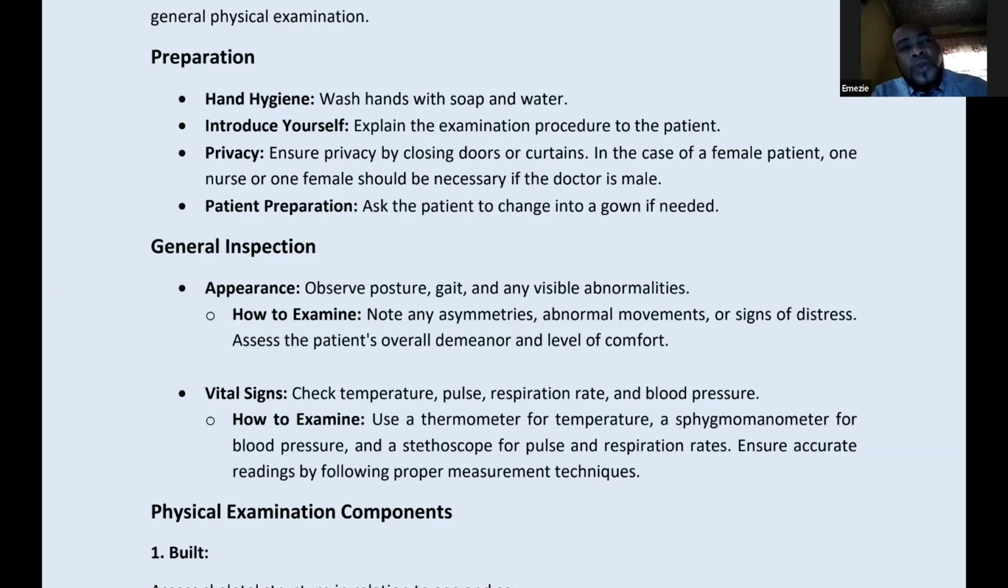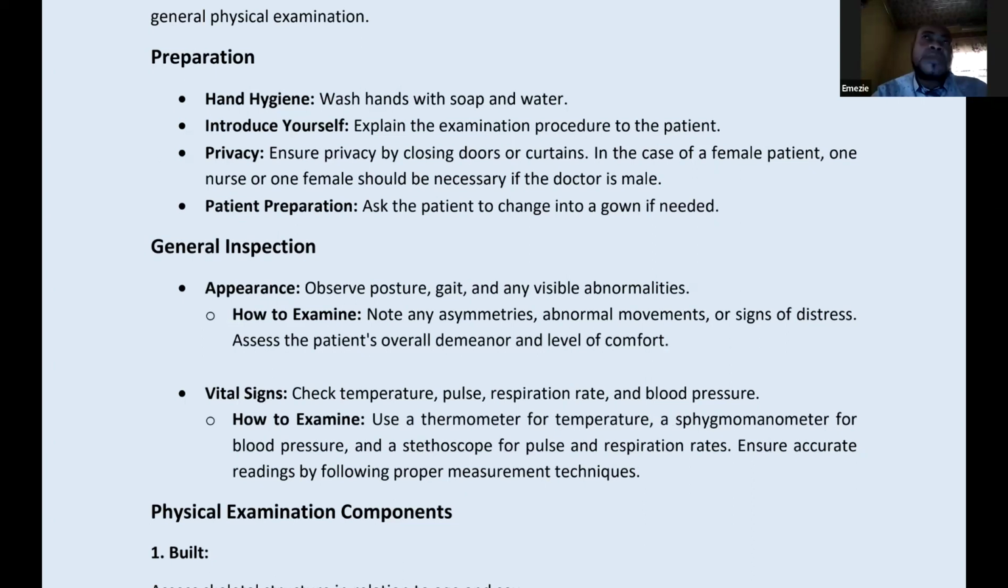We must do one before the other. So we must inspect. After inspecting, we will palpate. After palpating, we will percuss. After percussing, we will auscultate. However, in general physical examination, we don't have percussion and we don't have auscultation. So in general physical examination, we only have inspection and palpation. We are going to inspect the patient and palpate the patient.